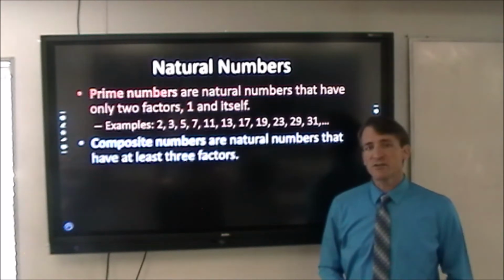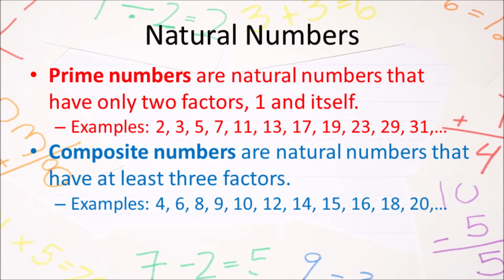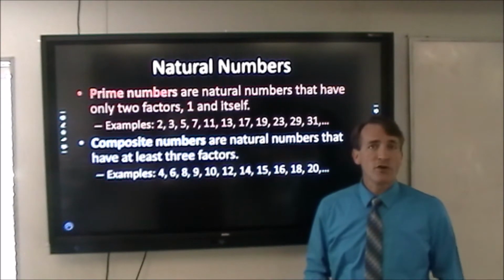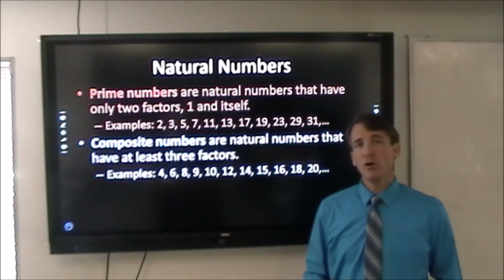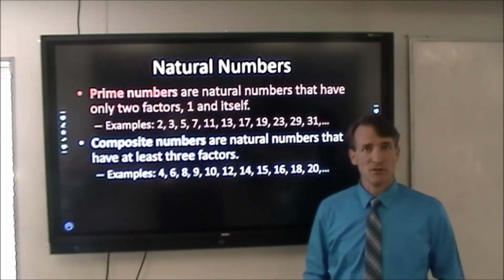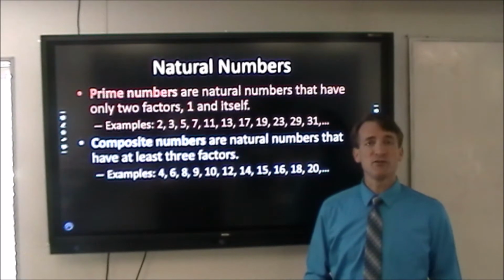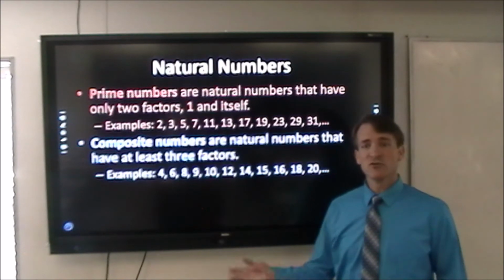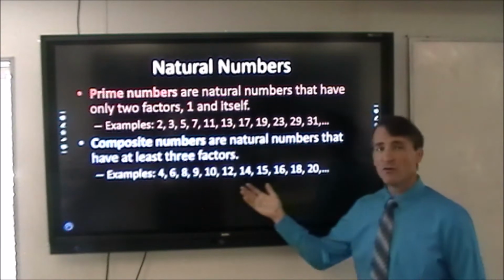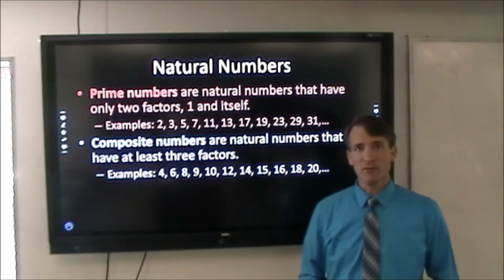Other numbers can be classified as composite numbers. Composite numbers are natural numbers that have at least 3 factors, or more than 2 factors. Some examples of composite numbers would be 4, 6, 8, 9. With the number 4, you have factors of 1 and 4, but you also have a factor of 2. So it has 3 factors, 1, 2, and 4. And you'll see the same type of scenario with all of these other numbers that I have listed.